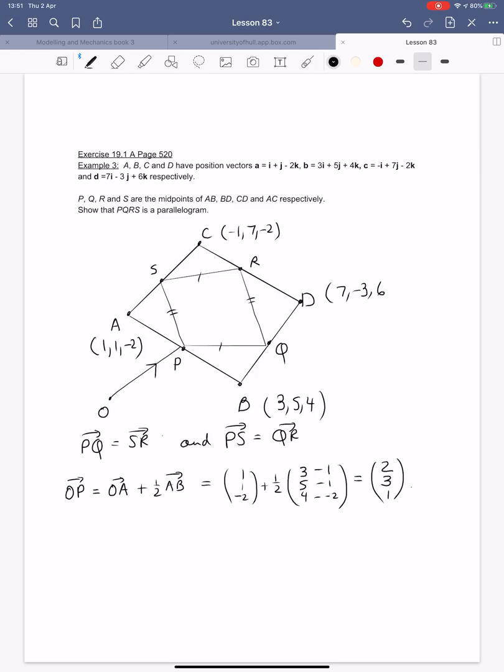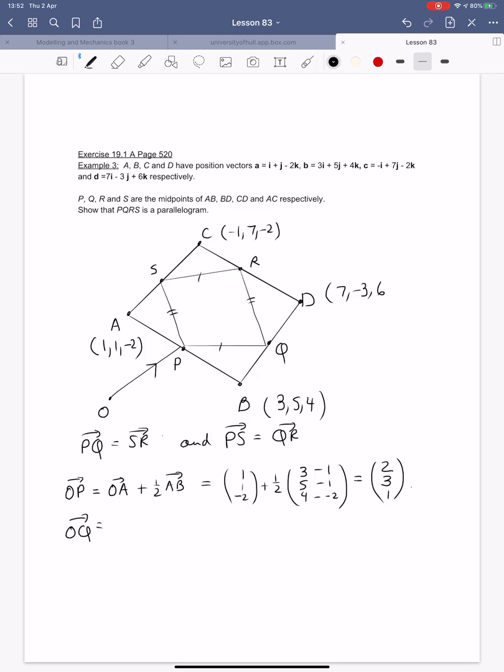Okay. To do the same for Q, just thinking I've got to do then O to Q, O to S, O to R, and then do P to Q, S to R. There's a lot of vectors going to be on this page here.